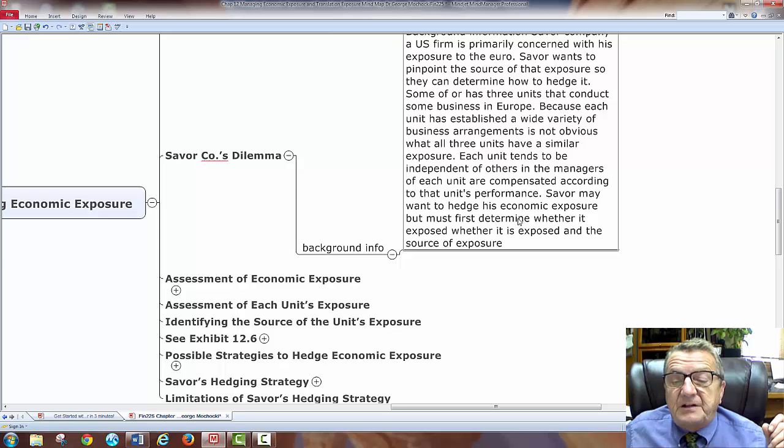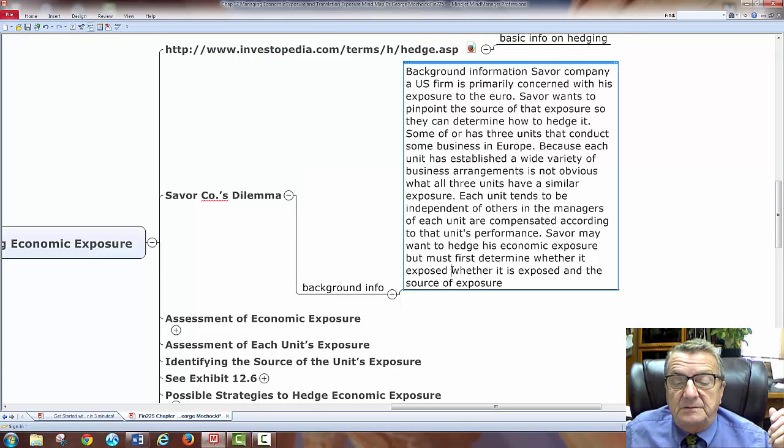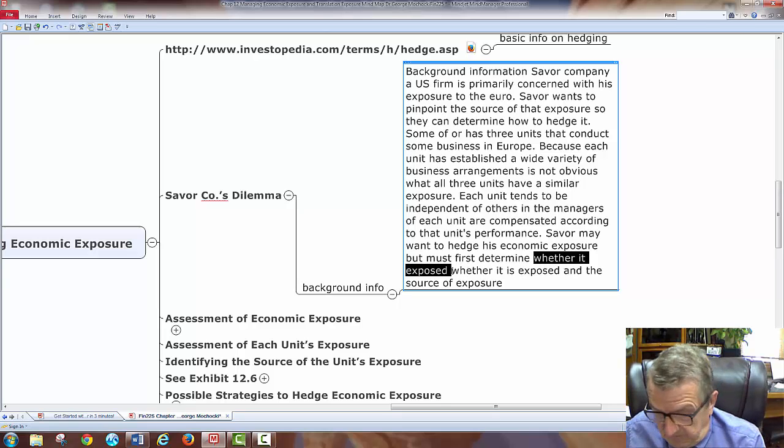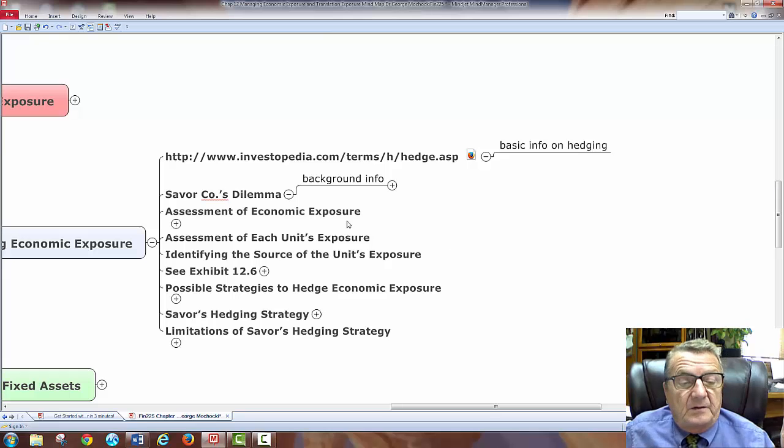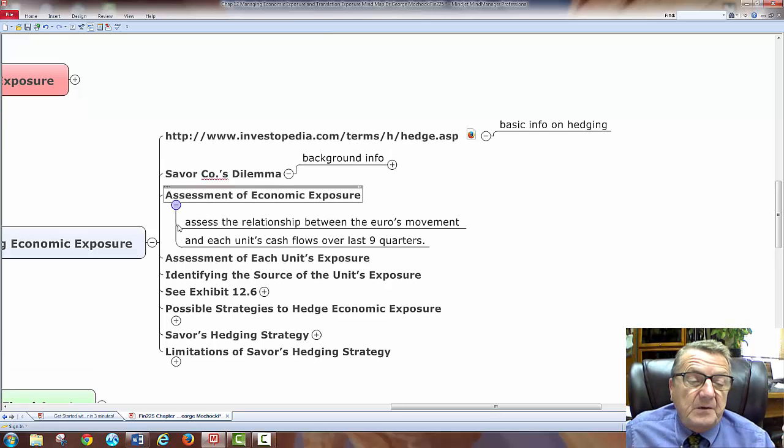Several may want to hedge its economic exposure, but must first determine whether it is exposed. Sorry, I typed that in wrong twice. Okay, let's erase that here. My error. Whether it is exposed and the source of exposure. General background.